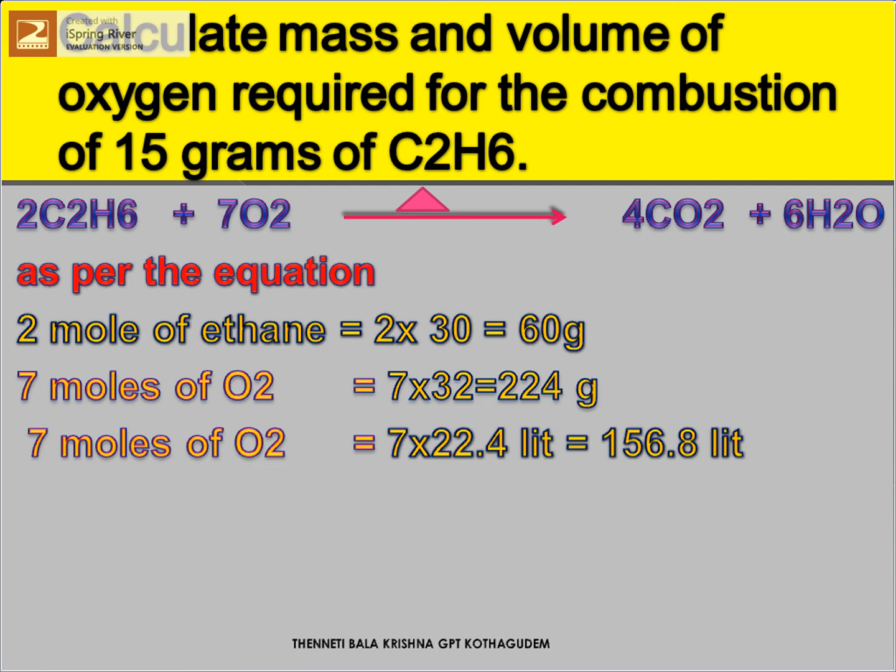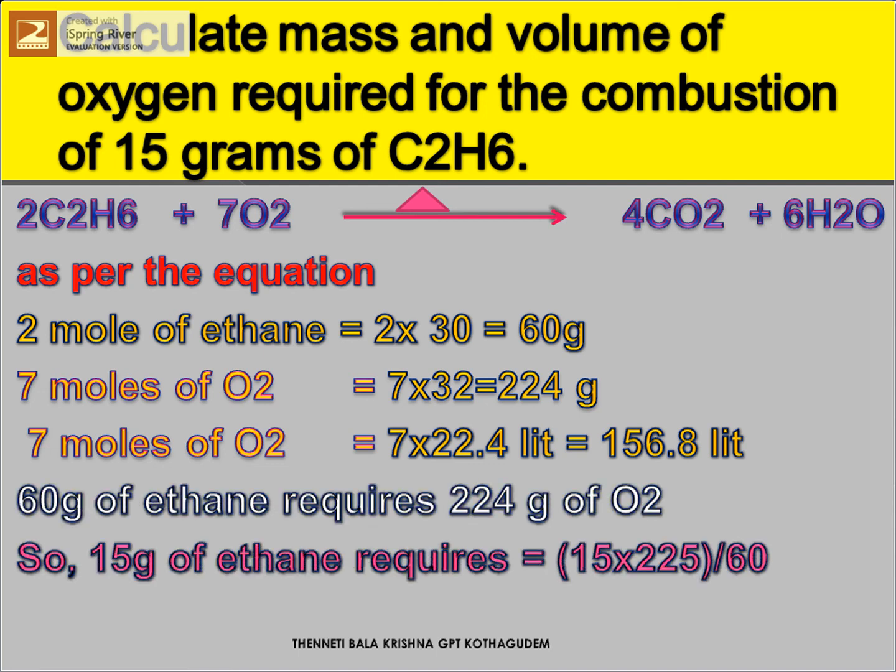Cross multiplication method. 224 into 15 by 60. The calculator takes care of it. Okay. You get the answer. Is it clear? Right. Next.